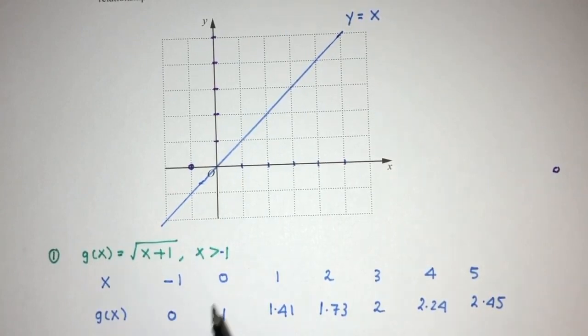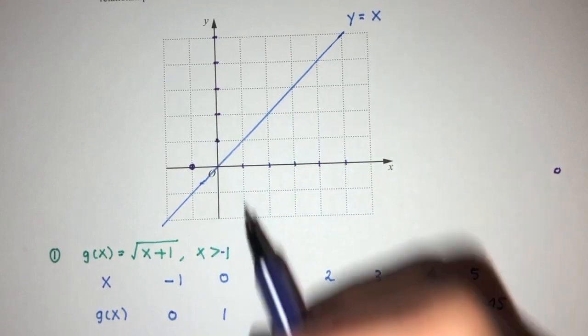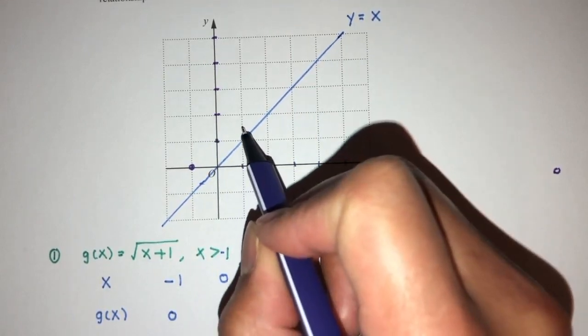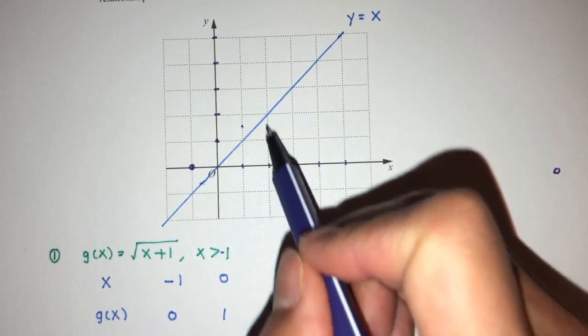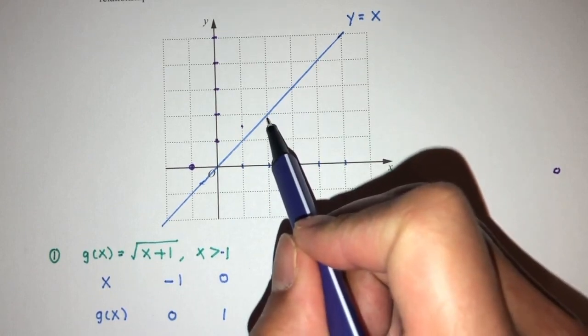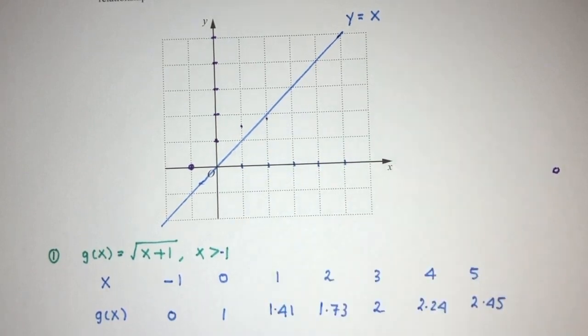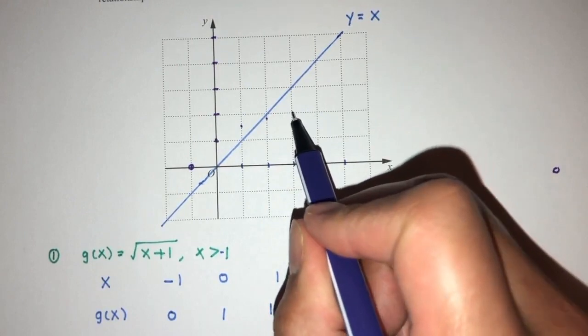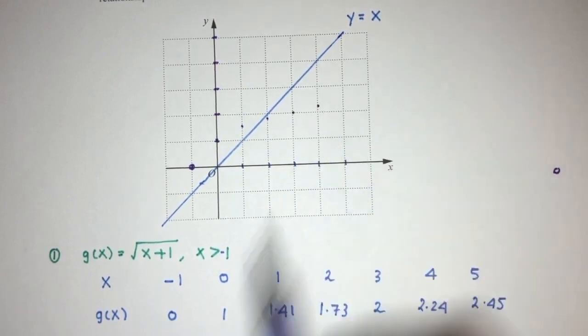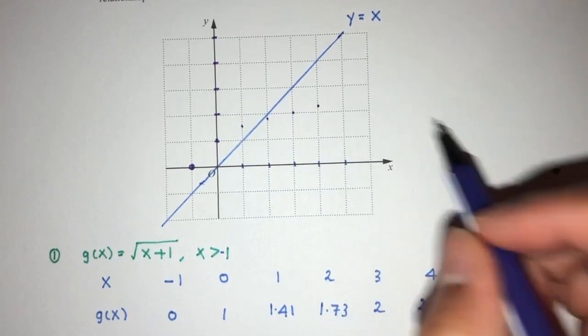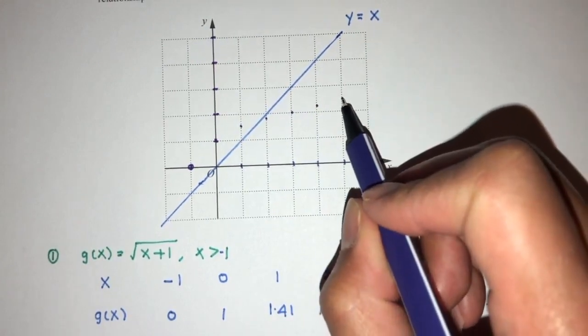The next one will be 0, 1, will be this one. Then 1, 1.41, so 1, 1.41 should be somewhere over here. Then we have 2, 1.73, should be somewhere over here. Right, and then we have 3 will be 2, that should be somewhere over here. 4 will be 2.24, somewhere over here, and 5 will be 2.45, somewhere over here.